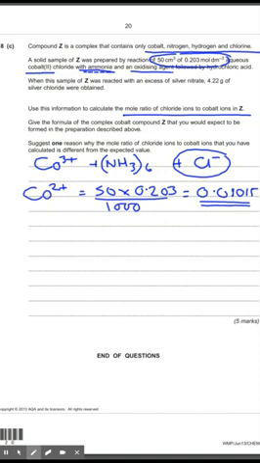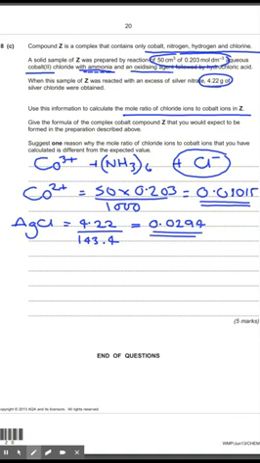We've then got to establish how many chloride ions we've got, and we've got within the question 4.22 grams of the resultant silver chloride. So if we take silver chloride, we know its formula is AgCl, and we are told we have 4.22 grams. If we divide that by the RFM of silver chloride, which is 143.4, we generate 0.0294 moles of chloride ions.